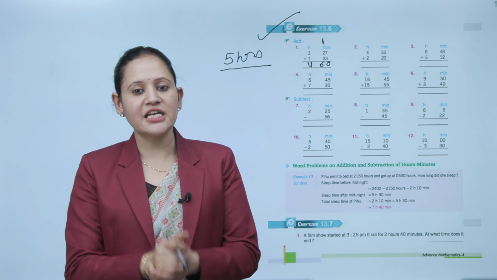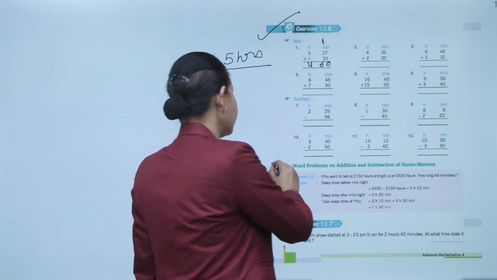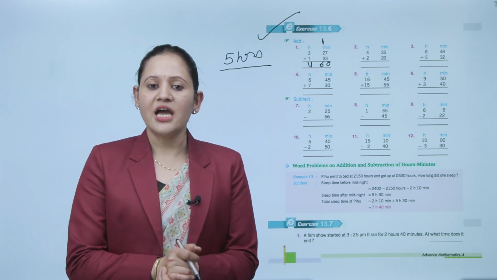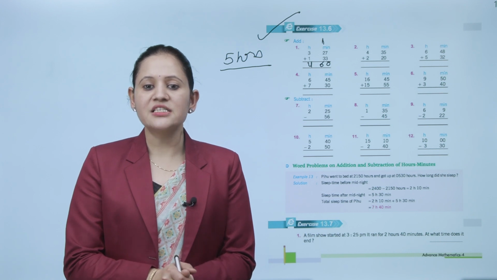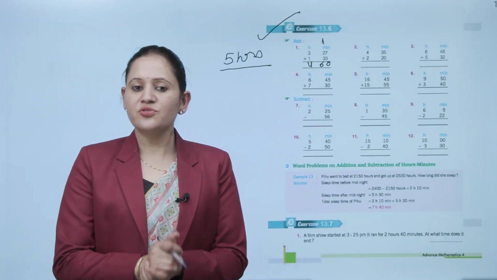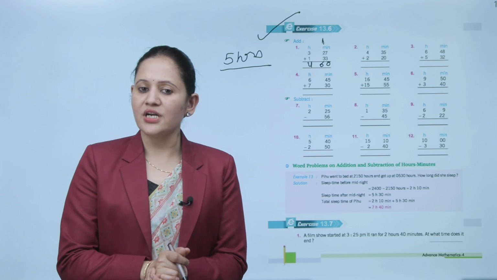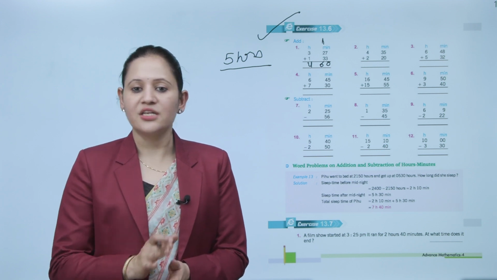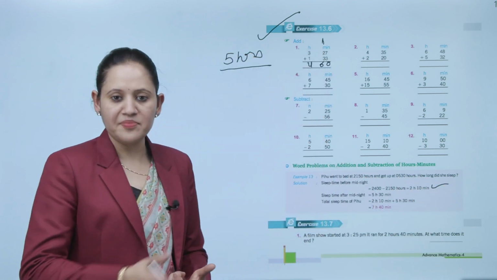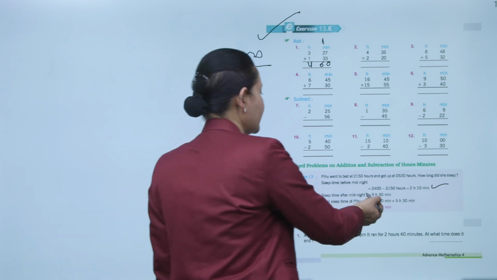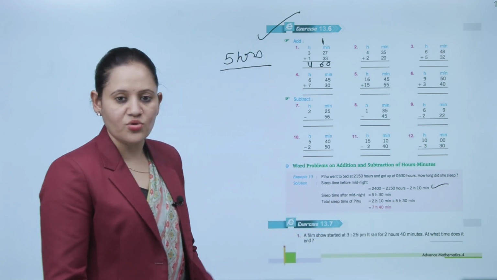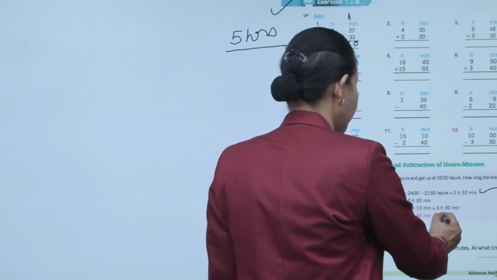Next is word problem on addition and subtraction of hours and minutes. We'll take an example. P went to bed at 2150 hours and got up at 0530 hours. How long did she sleep? Solution ho jayega, sleep time before midnight 2400 minus 2150, 2 hours 10 minutes. Sleep time after midnight means 12 o'clock ke baad kitna ho jayega? That is 5 hours 30 minutes. So total ho jayega 2 hours 10 minutes plus 5 hours 30 minutes, total 7 hours 40 minutes.